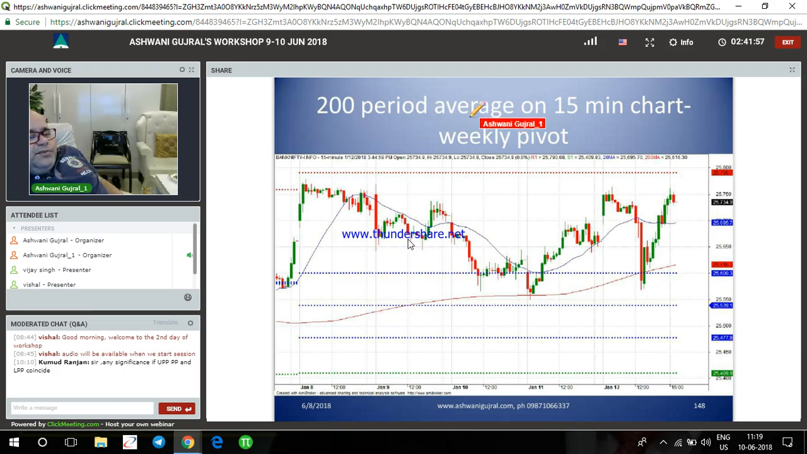This is 200 period average on 60-minute chart, weekly pivot. So if you want to enter long, you have to wait for 3 days till Wednesday till that 15-minute 200 is touched by the price, and then you get in and then you ride this rally. Exact same thing, 200 moving average theory is the same, pivot theory is the same.